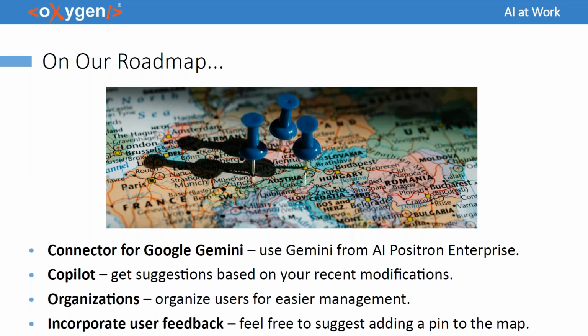By the way, we greet you from the sunny and hot city of Craiova in southwestern Romania in Eastern Europe. This is where Oxygen XML Editor and all of the other products and Positron is made.